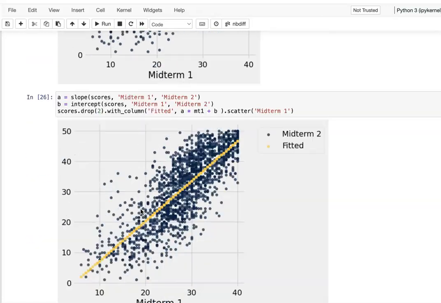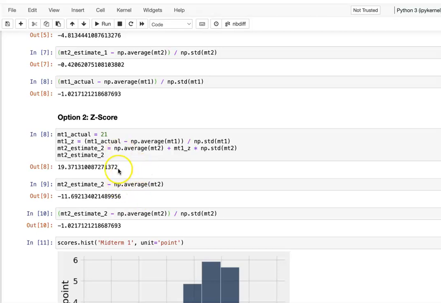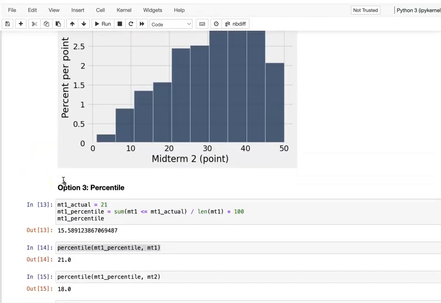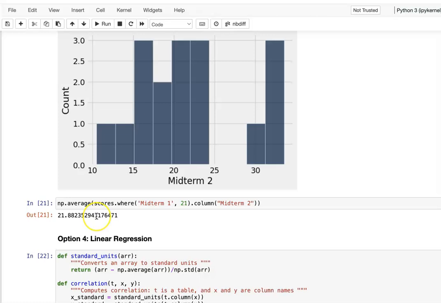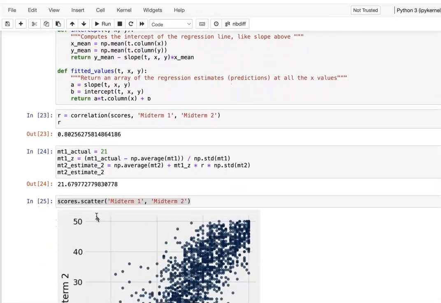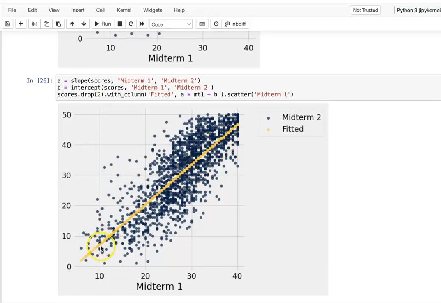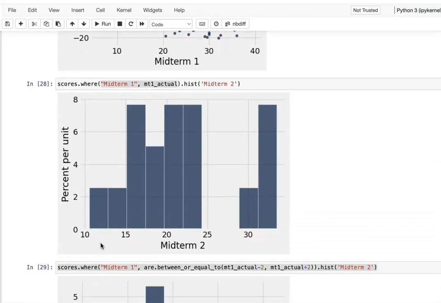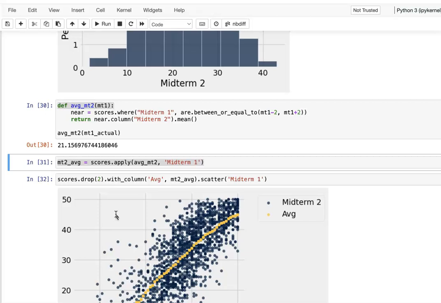You can see option 1 is 26 something. Option 2 is less than 20. But option 3 is 21. Okay, so using the average is around 21 as well. Here the linear regression estimation is 21. Using the regression line is 21.67. And if we use the average in that range, it will be 21.15. Okay, so if we combine all the options, 21 something will be a better estimation for John.